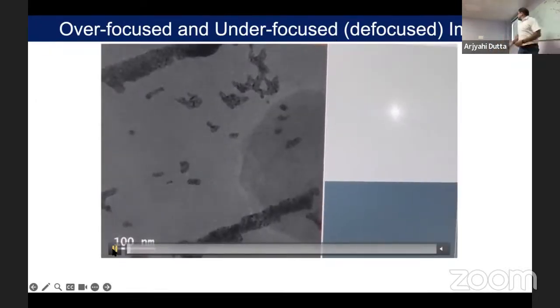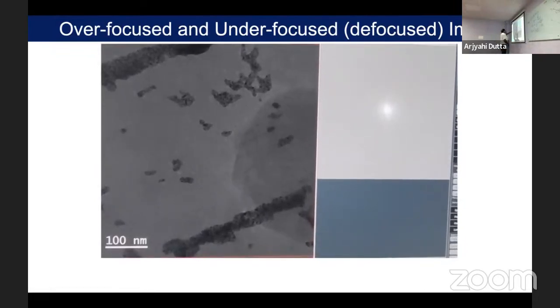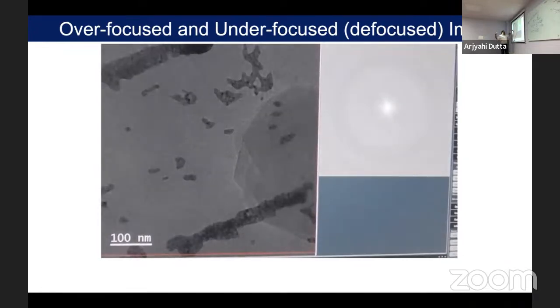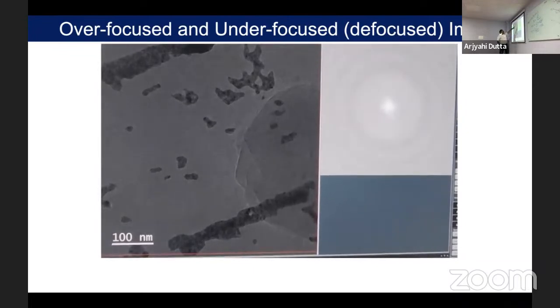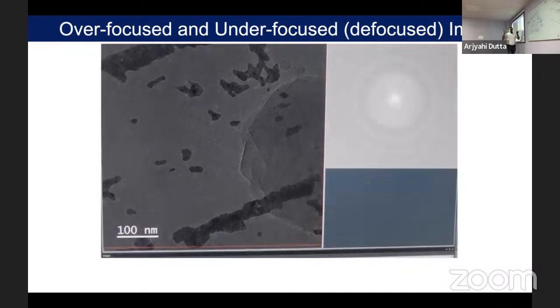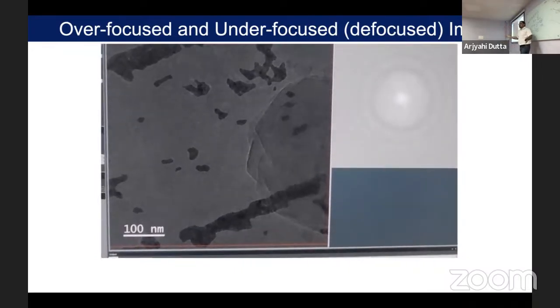Okay, so here I'm just showing you some material. And this is the actual focus. Now I'm slowly, gradually changing the focus value. So what we can do is either over focus or under focus.